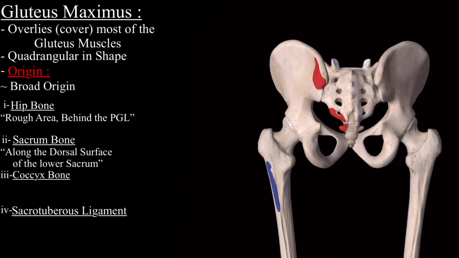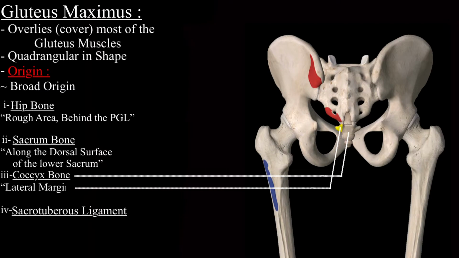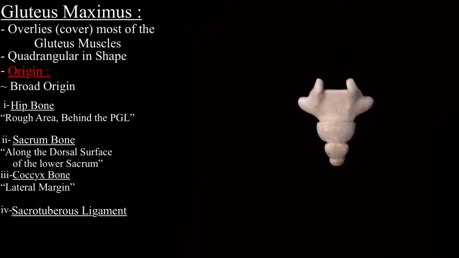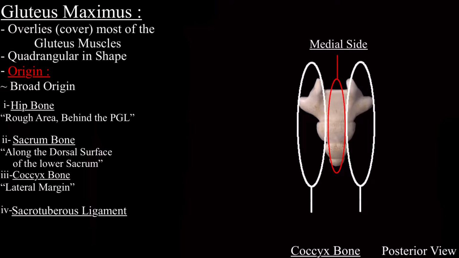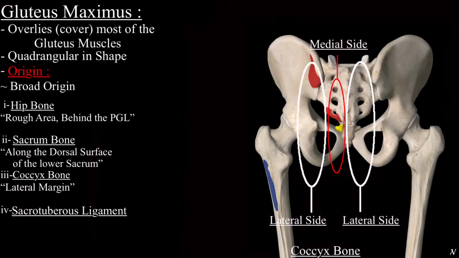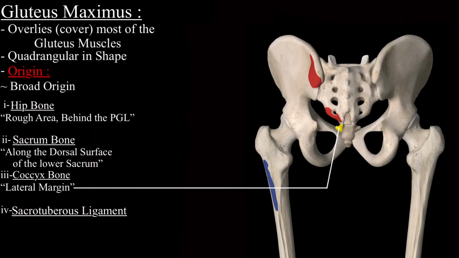Number 3. Its origin from the coccyx bone. Along the lateral margin of the coccyx bone, the Gluteus Maximus muscle originates. This is an isolated coccyx bone with the posterior view. This is the medial side of the coccyx bone, while this is the lateral side. And the Gluteus Maximus muscle originates along the lateral margin of the coccyx bone.